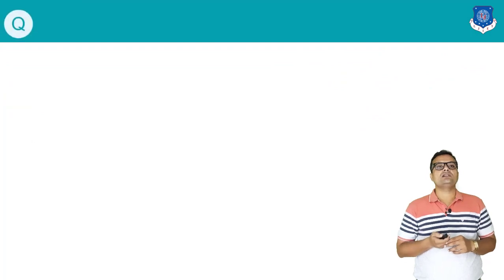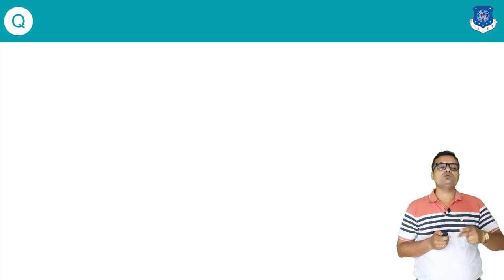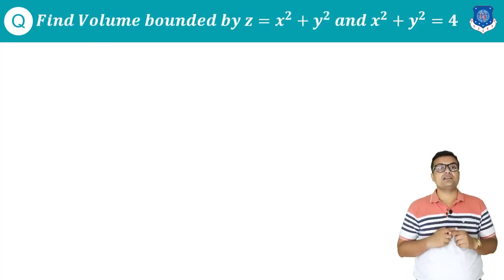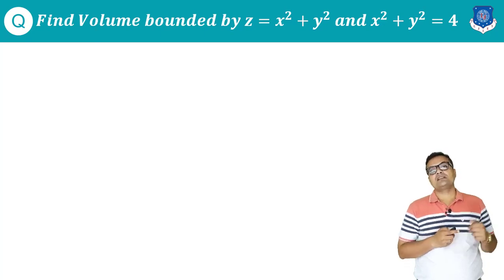So first of all, I will consider this geometric interpretation through one example. Actually we are going to cover two parts over here: the geometric interpretation of cylindrical coordinates, as well as the question: what is the volume bounded by z equal to x square plus y square and x square plus y square equal to 4? So these are two surfaces, z equal to x square plus y square and x square plus y square equal to 4, in three-dimensional space.